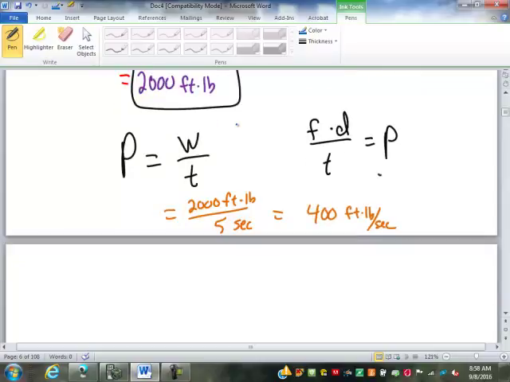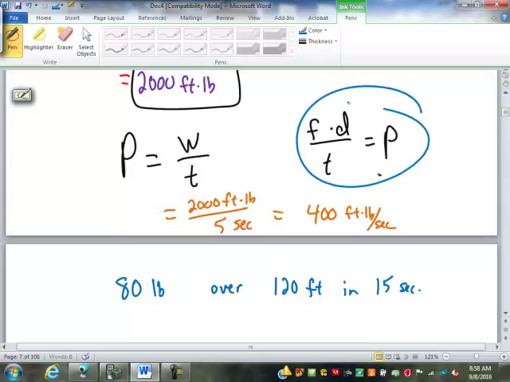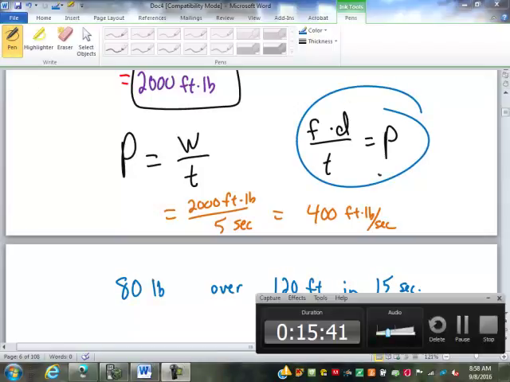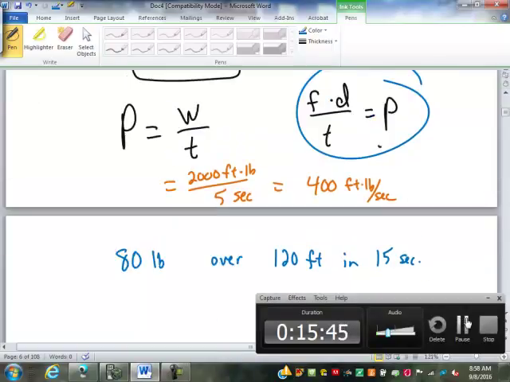Okay. Let's say that I'm giving you that you move 80 pounds over 120 feet in 15 seconds. Find the power in your notes. Find the power produced. We're using this formula here. I'll give you a little bit more time.